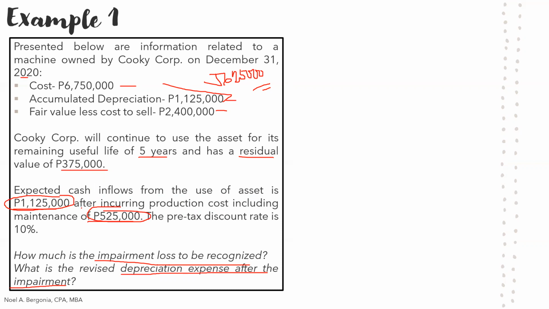Mangyari mamaya in our computation, it should be the net of the inflow and outflow. And given here is the pre-tax discount rate. So ayun, pre-tax na po siya na 10%. So first, since alam na natin that there is an indication of impairment, let's now identify the recoverable amount. What is the appropriate recoverable amount on this? Sabi natin kanina, it should be the higher between the fair value less cost to sell, which is 2,400,000, and the value in use.